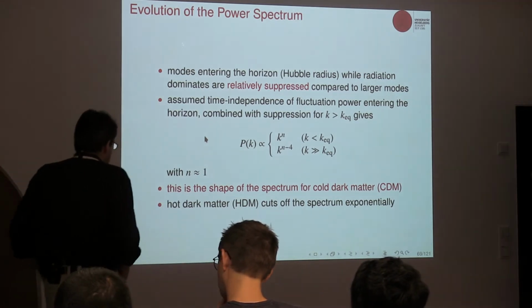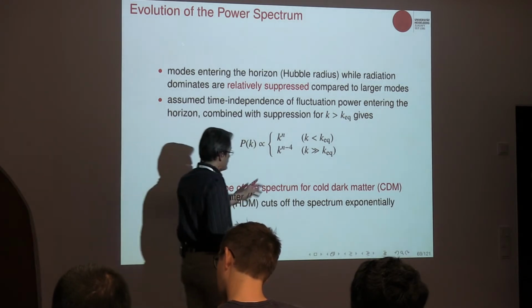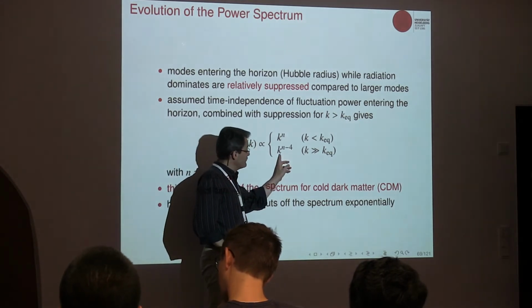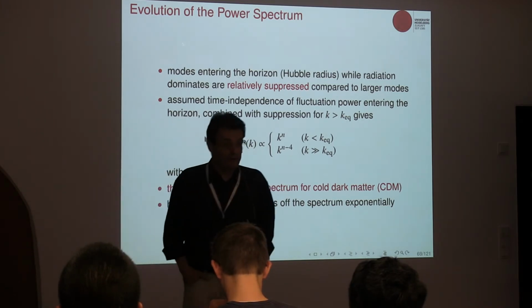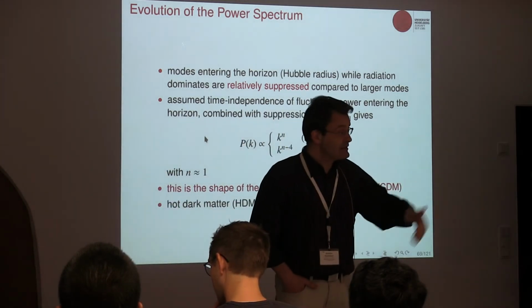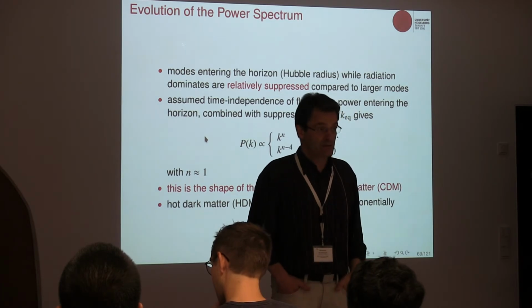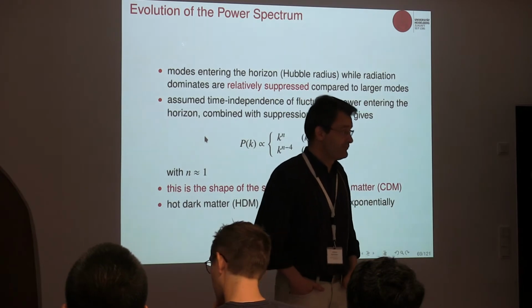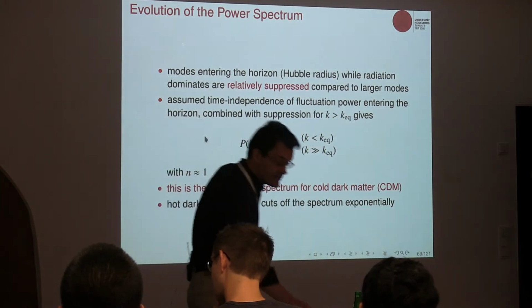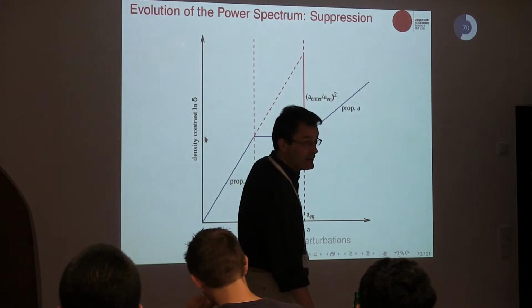Then the small scale modes, those with a large k, will be suppressed relative to the large scale modes by a factor of k to the minus 4. This is something you can easily calculate from linear density fluctuation growth. I don't show it here, but it's not a difficult calculation. Essentially, you can read it off this kind of diagram here.